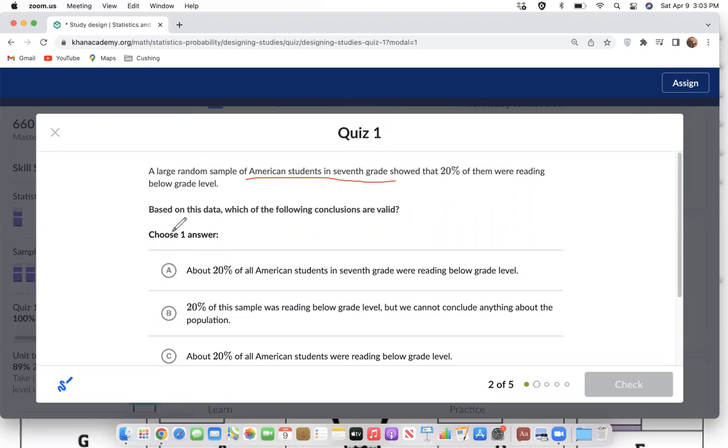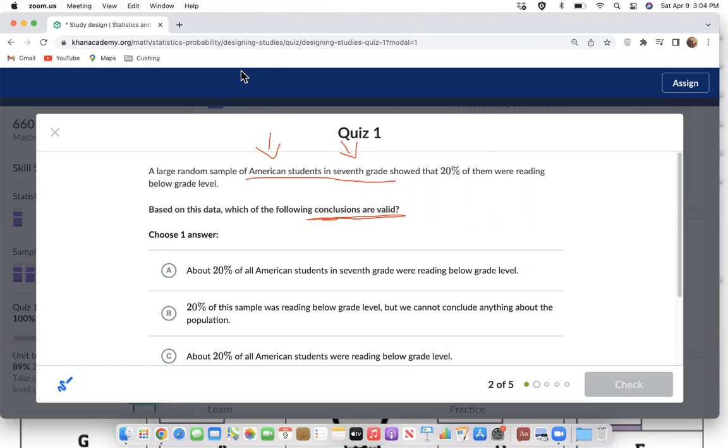So what we're probably going to think about, it's asking about valid conclusions. So what conclusions are valid? What's going to be important is understanding that these students were American. So we can't make statements about students all over the world because the population was just Americans. And they're also in 7th grade, so we can't make statements about students in other grades. We can really only make statements about American 7th graders. And because it was chosen randomly, it seems like we can actually make statements about that population because the methods were done properly. So based on the data, which of the following conclusions are valid? A says about 20% of all American students in 7th grade were reading below grade level.